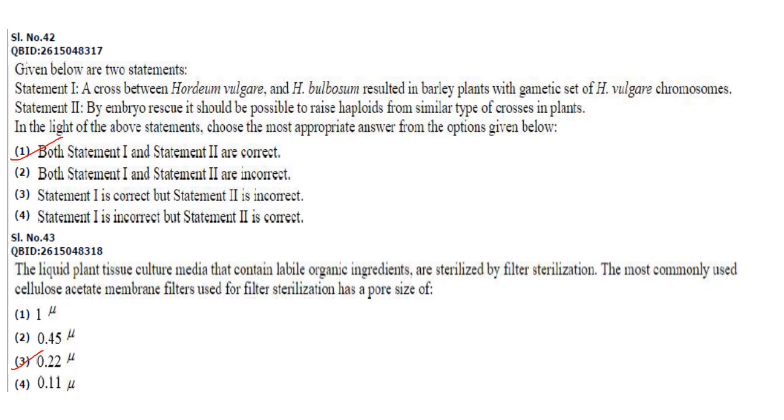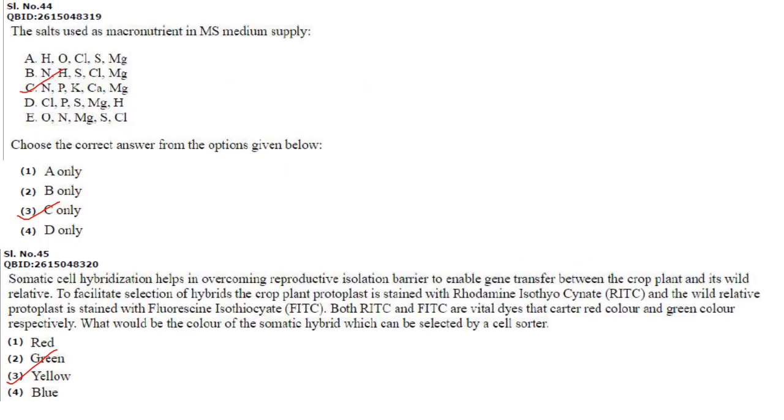Then next one. The liquid plant tissue culture media that contains labile organic ingredients are sterilized by filter sterilization. So in liquid plant tissue culture, those components which are not heat stable are sterilized by filter sterilization. The most commonly used filter is cellulose acetate membrane filters, and they have asked for the pore size of this particular filter paper. The filter paper has a pore size of 0.22 microns. Answer is option 3.